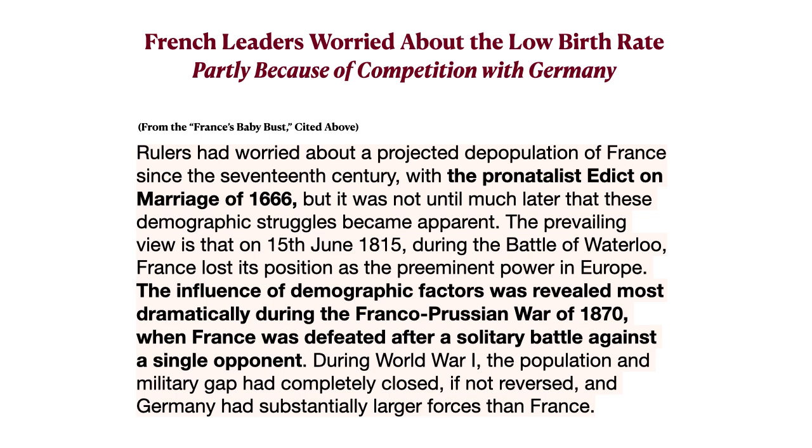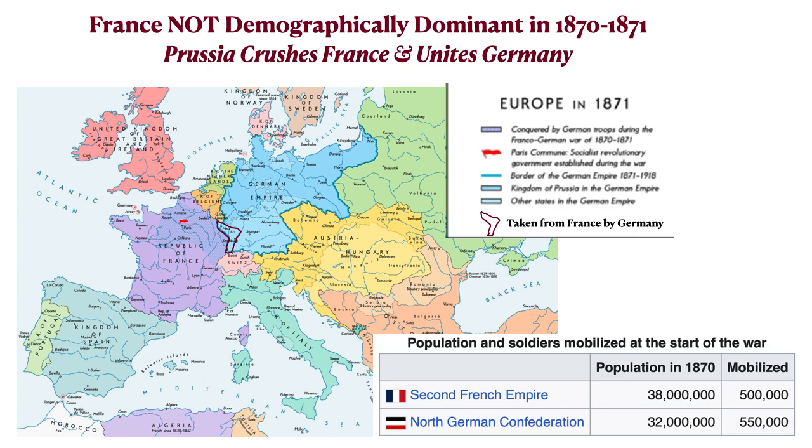But actually concerns about France's reduced fertility go all the way back to the late 1600s. There was a pro-natalist edict on marriage in 1666. But as the other highlighted text here indicates, the influence of demographic factors was revealed dramatically in the Franco-Prussian War of 1870, when France was defeated after one major battle against a single opponent. Quite a shock. France had been so militarily dominant on the continent through the Napoleonic period and even beyond, but it was a different story by 1870.